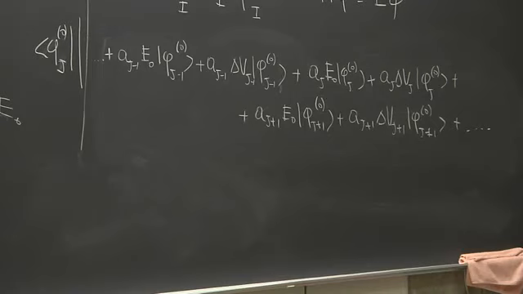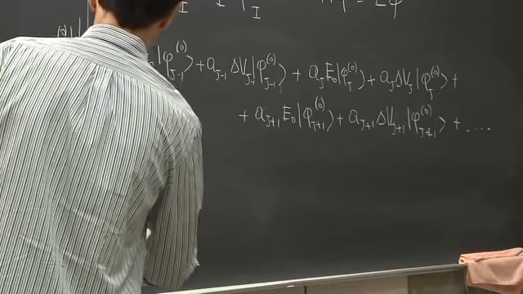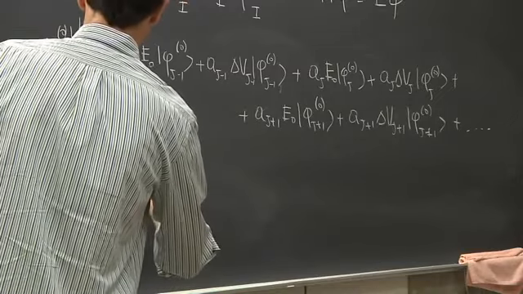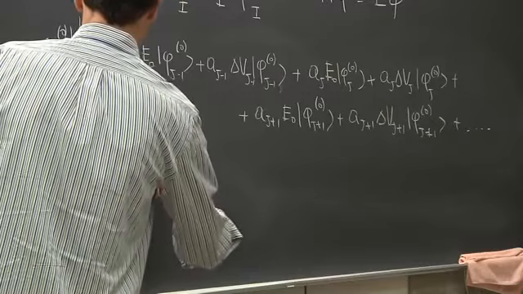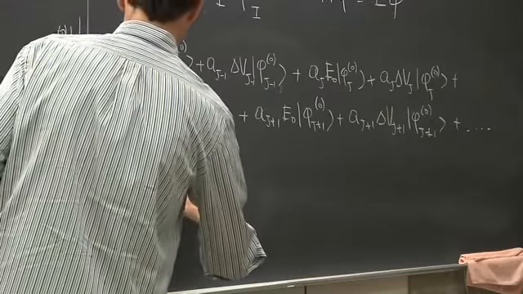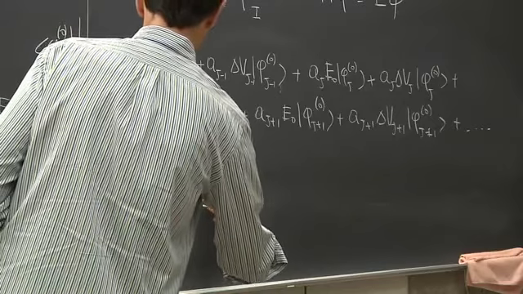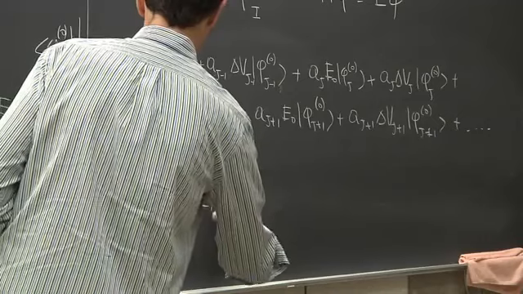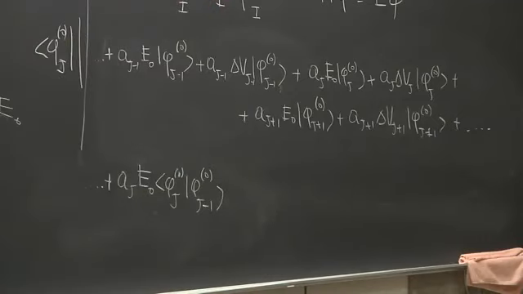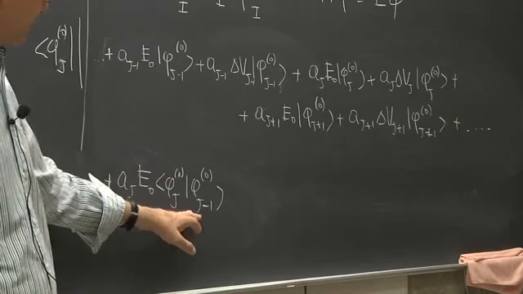And let me proceed with the projection now. This dot, dot, dot, plus aj E naught, phi j naught, phi j minus 1 naught. Hey, but this is something we discussed already the other time, right?